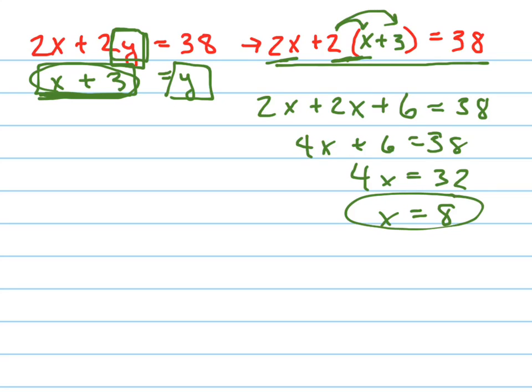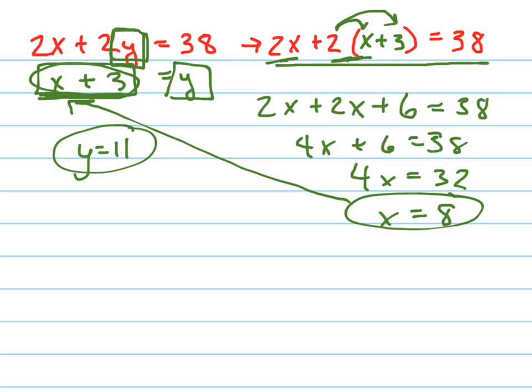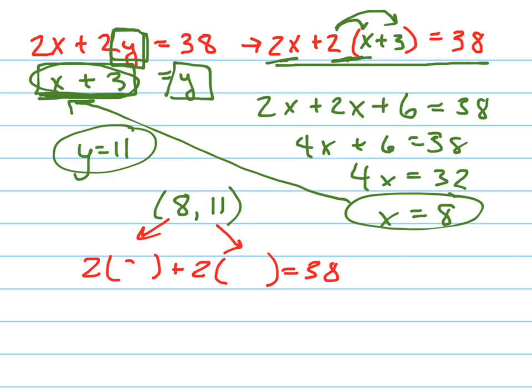That's my x coordinate. Now to find my y coordinate, I plug that into either equation. I might as well plug it into the bottom one because that's easier. 8 plus 3 is 11. So my point is 8, 11. And the way I check it is I rewrite that first equation, that red one, 2x plus 2y equals 38, and I'm going to plug in the x and the y in there. 8, 11. And let's see if that worked. 2 times 8 is 16, plus 22. 16 plus 22 equals 38. Yes, it does. So it's correct.